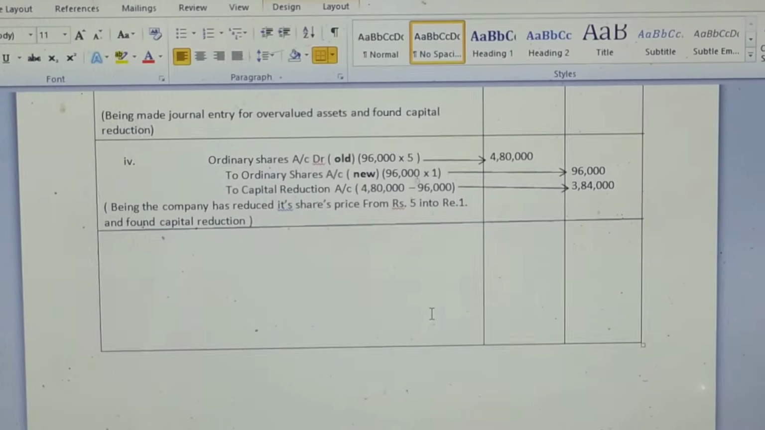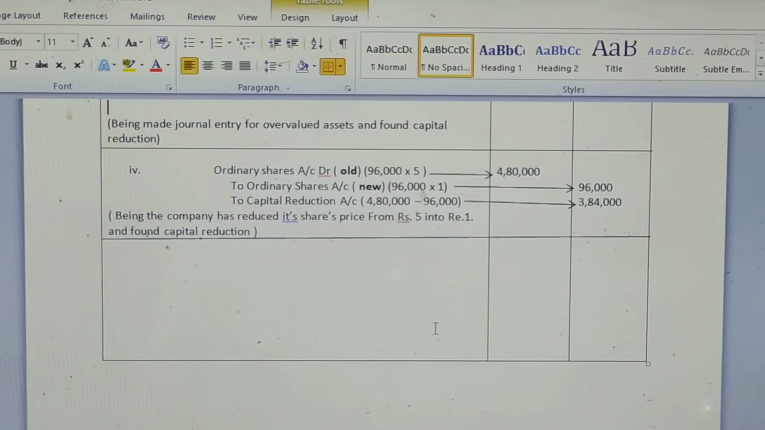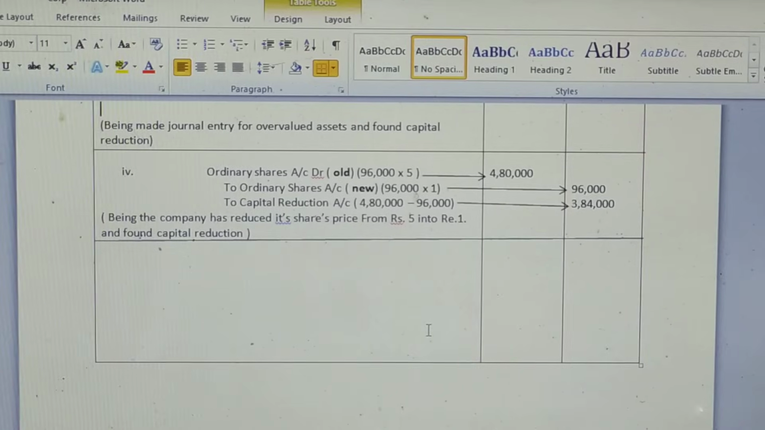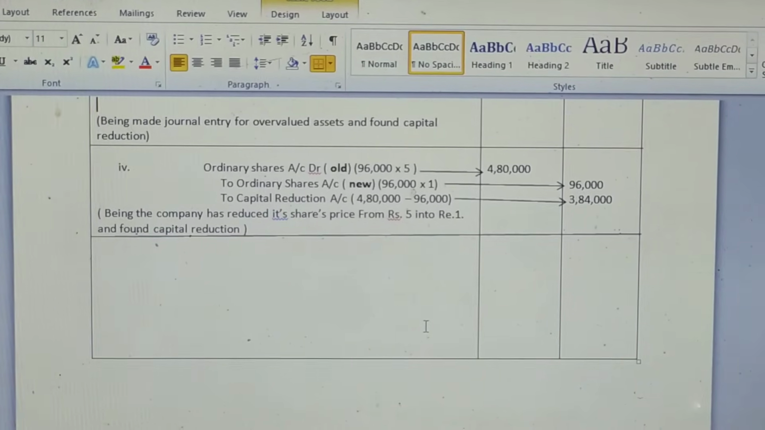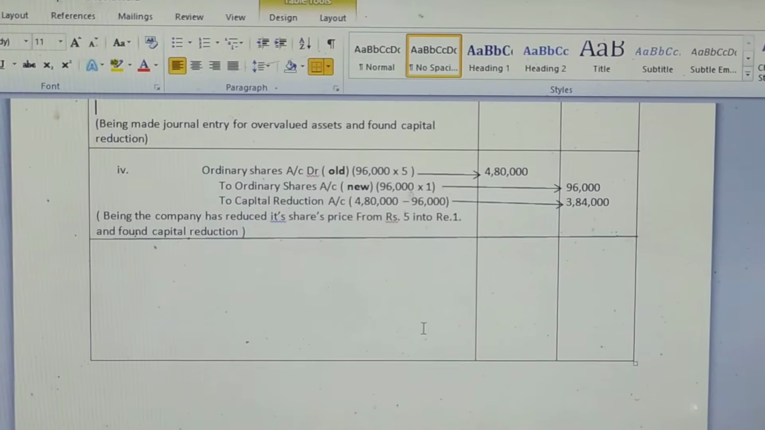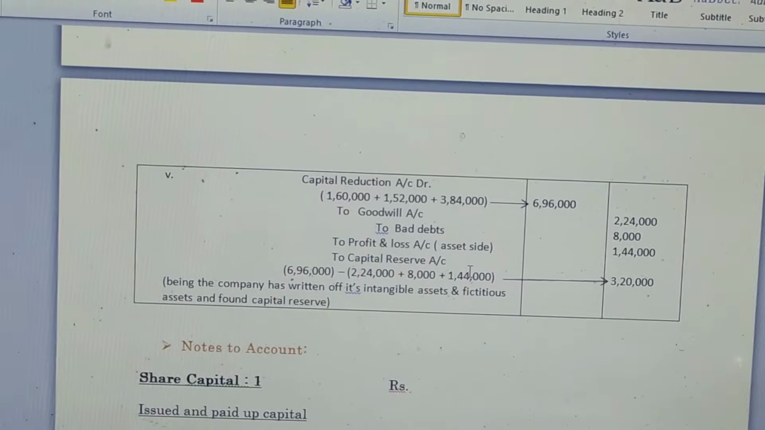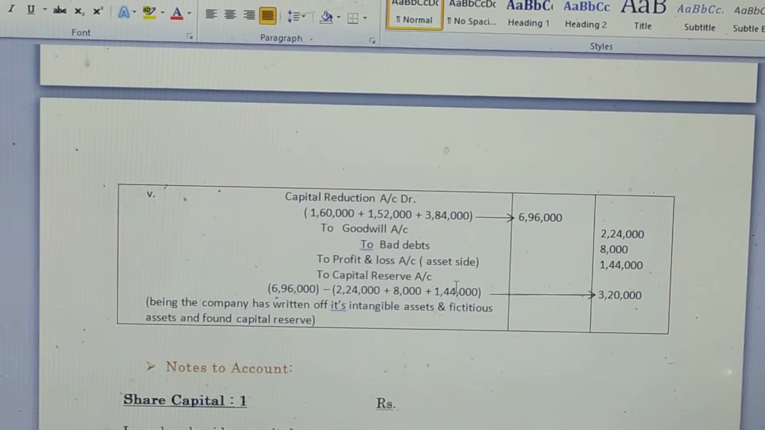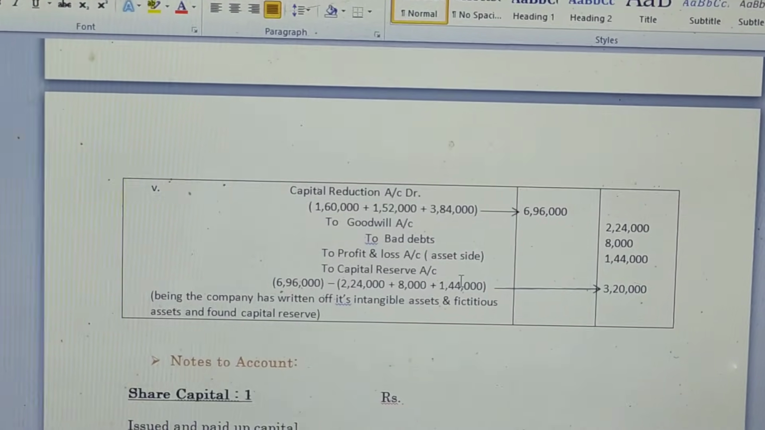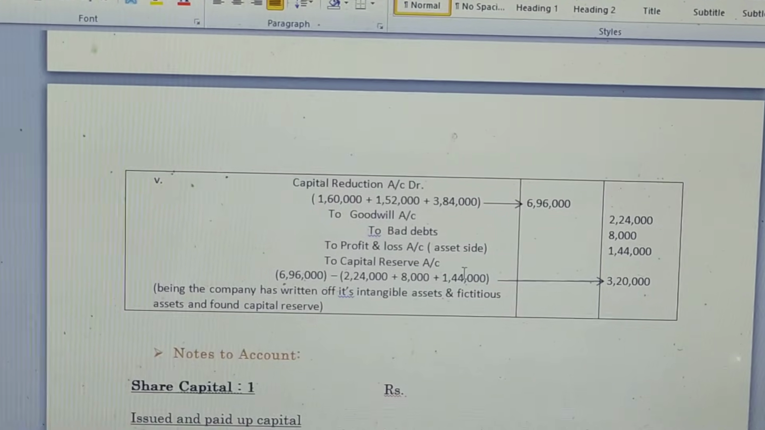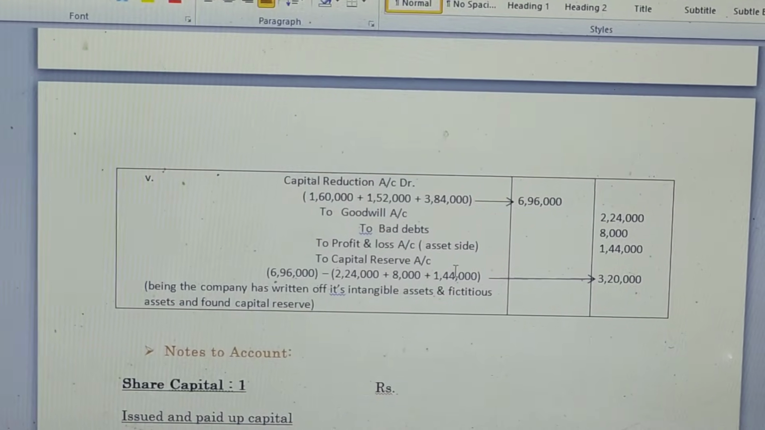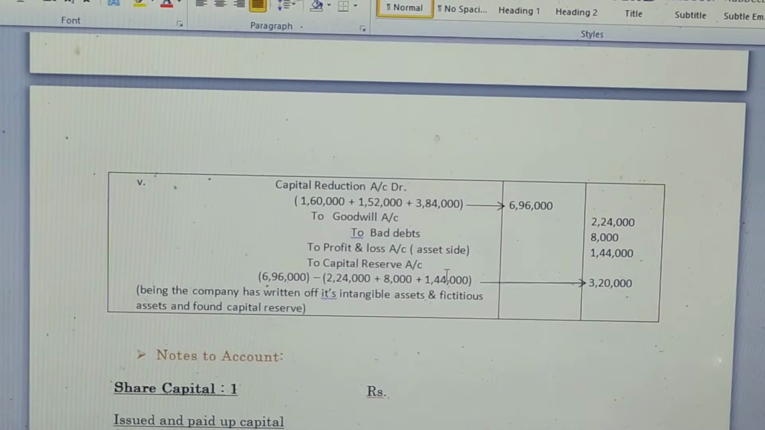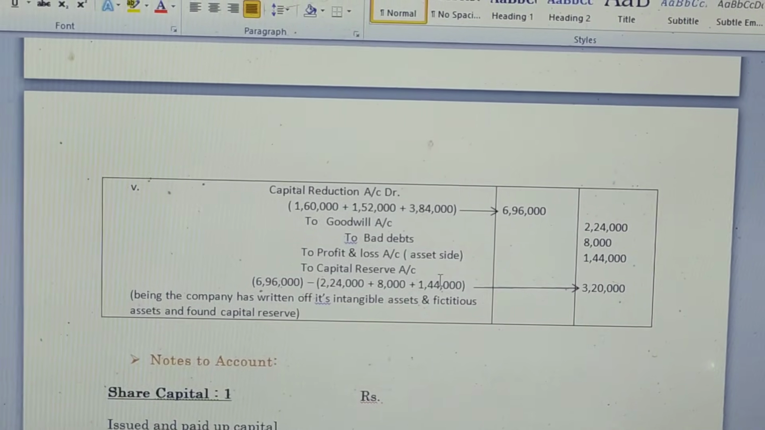In narration, the company has reduced its share price from rupees 5 to rupee 1, and we found capital reduction from ordinary shares. The fifth journal entry is the capital reduction account debit. The capital reduction total amount is 1,60,000 plus 1,52,000 plus 3,84,000. The total capital reduction amount is 6,96,000, which we have to mention on the debit side.